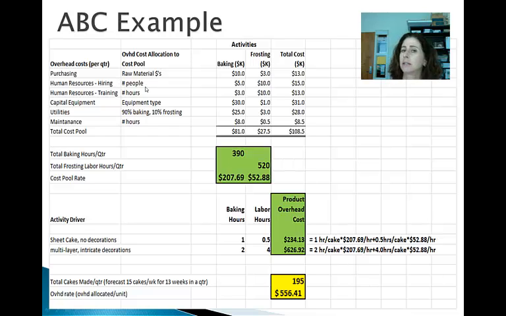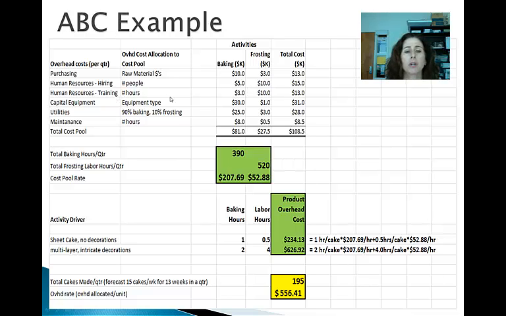I've done some analysis on that, and it looks like how many people are hired is what drives the cost of human resources. So the number of people we need in human resources, the background checks, the compensation analysis, all that kind of stuff happening. Frosting has more people, so they get a bigger portion of the human resource cost. The total human resource cost for hiring is $15,000. $10,000 goes to frosting, $5,000 goes to baking.